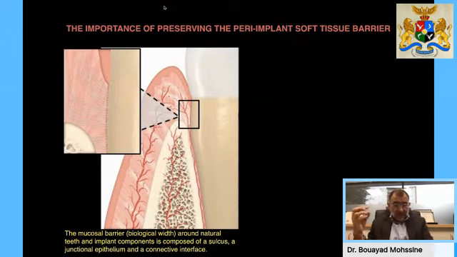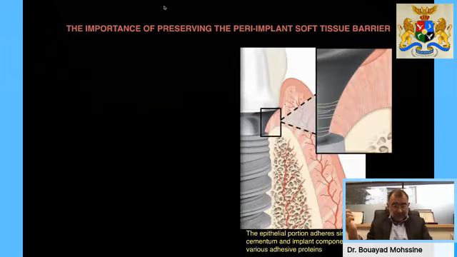In the case of natural teeth, the mucosal barrier is a biological width around the natural teeth. It's comparable to the implant component, composed of sulcus and junctional epithelium and a connective interface. You can compare here the sulcus between natural teeth and implant. The epithelial portion adheres similarly to the tooth cementum and epithelium component through various adhesive proteins.